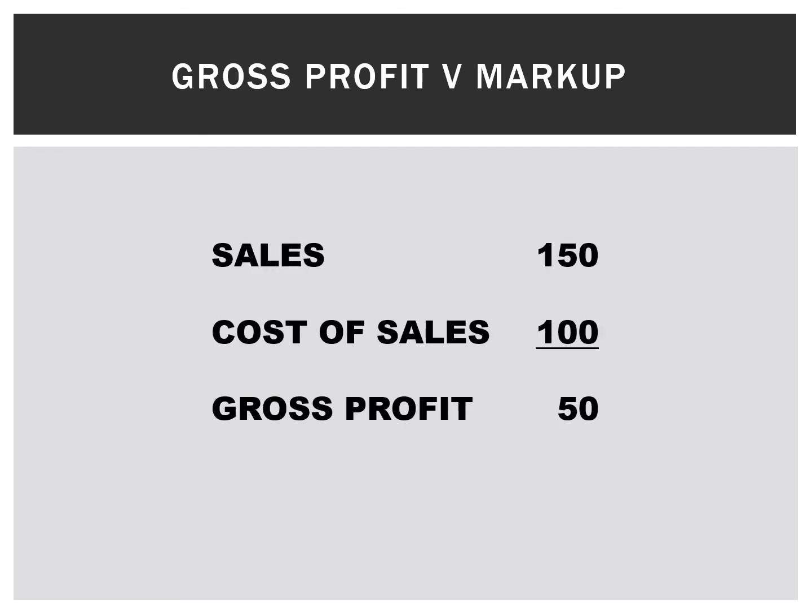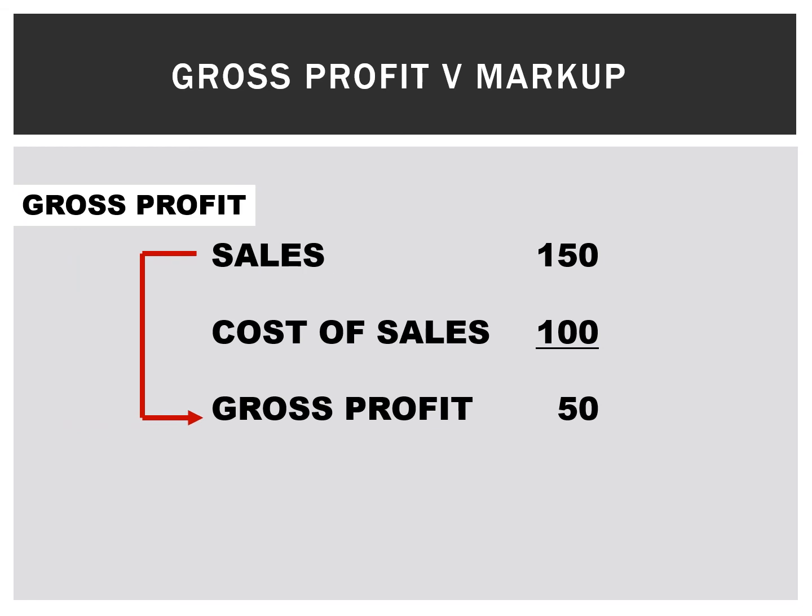And then just before we leave the gross profit, it's worth just reminding you not to confuse the gross profit percentage with the markup percentage. In this example, we've got sales of 150, cost of sales of 100, and gross profit of 50. When we calculate the gross profit percentage or the gross margin, we're calculating that gross profit as a percentage of the sales figure, and in this case it's 33 1/3%.